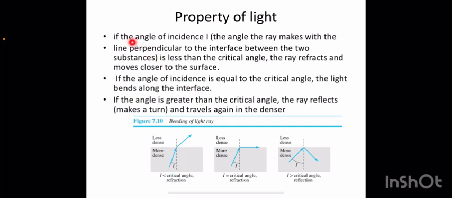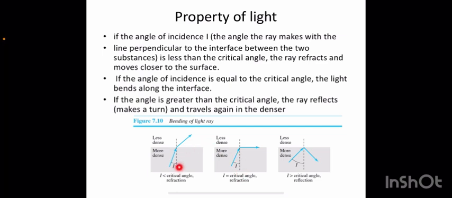And it says that if the angle of incidence is less than the critical angle, what is actually the critical angle? Here you can see an angle at which, after incidence on the interface, the ray moves along the surface. You can see the interface between this less dense and more dense substance, right? If the light moves along the surface, that angle is actually called the critical angle.